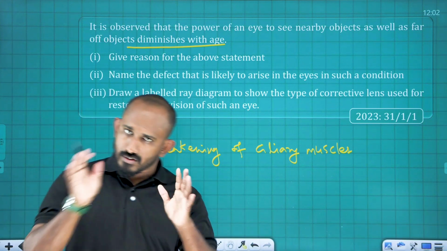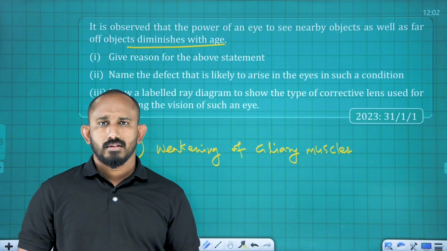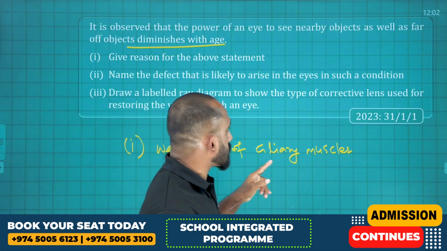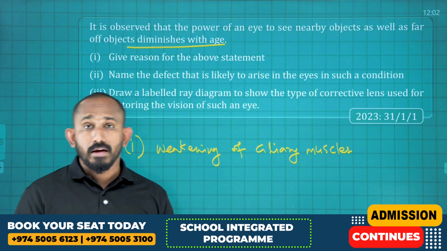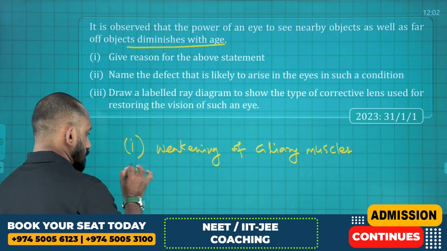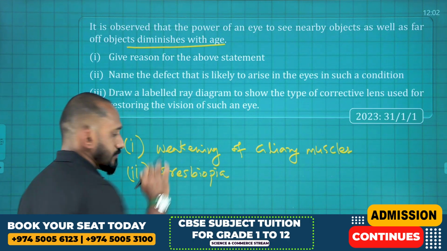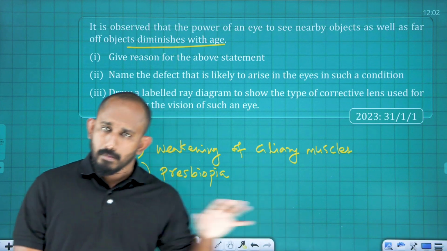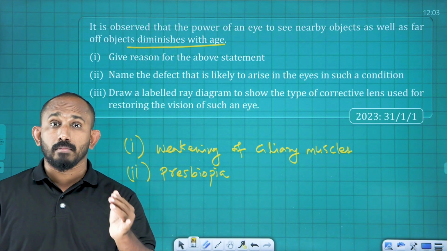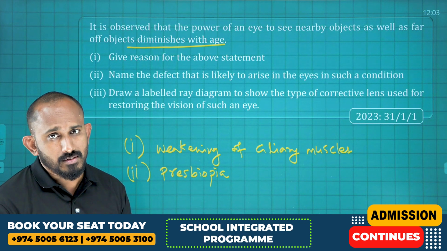That's the reason. Lens will be there, retina will be there, every part is there, but the ciliary muscle is not able to change the focal length. That's the weakening of ciliary muscles. 2. Name the defect that is likely to arise in the eyes in such a condition. By aging, if it happens, we call it presbyopia. Myopia can be by birth, and hypermetropia is also there. If the ciliary muscle weakens and both problems are there, we call it presbyopia. Normally it is in aged people.